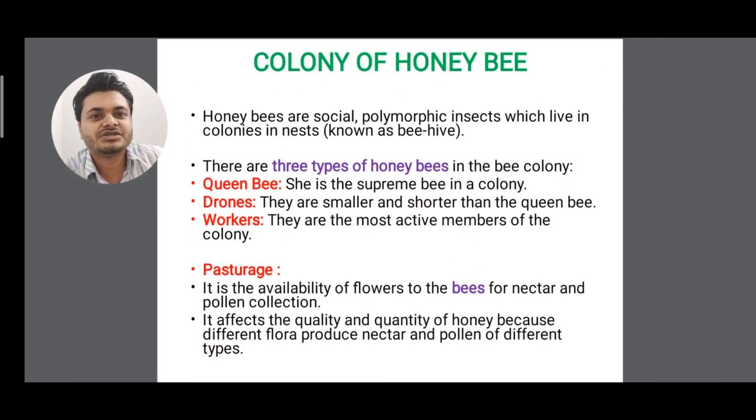So next is pasturage. What is pasturage? It is the availability of flowers to the bees for nectar and pollen collection. It affects the quality and quantity of honey because different flora produce nectar and pollen of different types. So if the pasture is good, the honey will be sweeter. Clear?